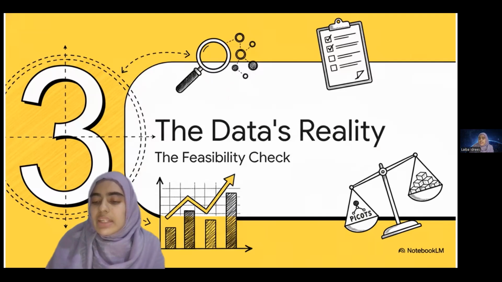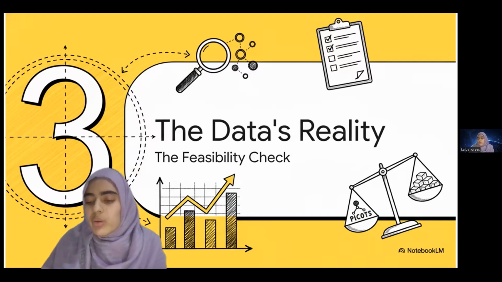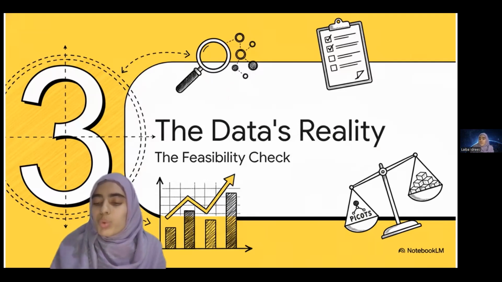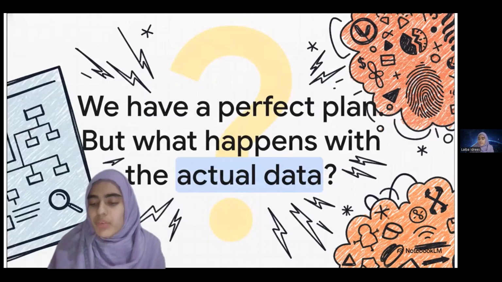So you have designed your PICOTS. It's usually perfect on paper. Now comes the hardest part, the feasibility check. We have to move from the theoretical concept to the actual reality. We have a perfect plan, but what happens when it hits the actual database?